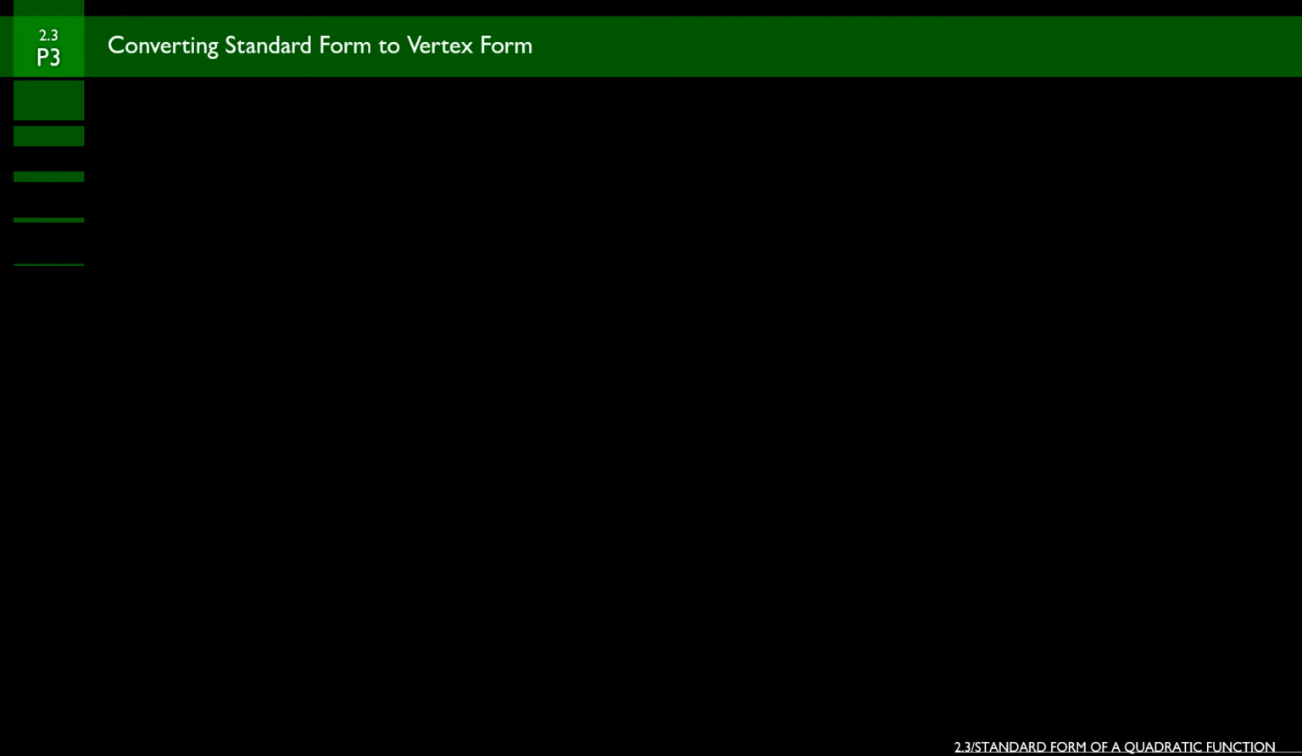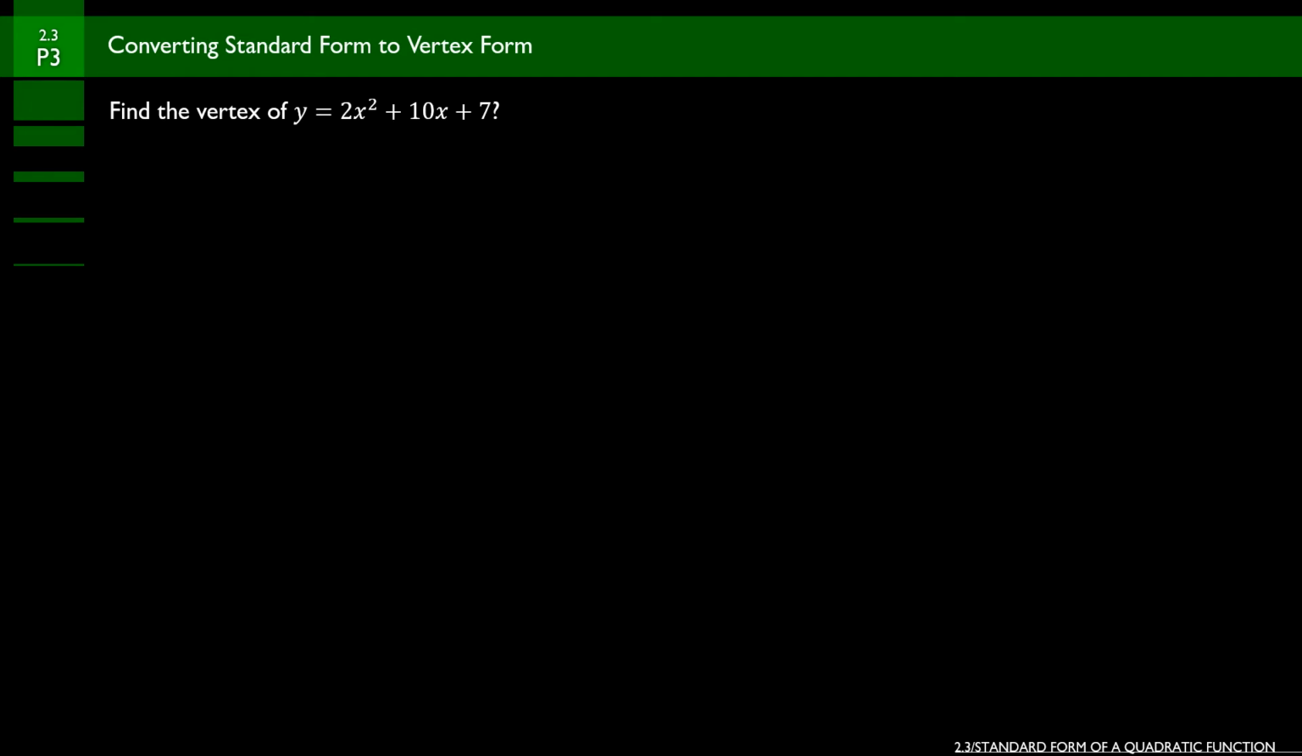In problem number 3, we're going to be asked to convert from standard form to vertex form. Now, what you've got to think is, what do I need in order to be able to do vertex form? You need an a, and then you need the vertex, which is going to be h and k. So how do we find the vertex in standard form? Well, to find the vertex in standard form, we use negative b over 2a.